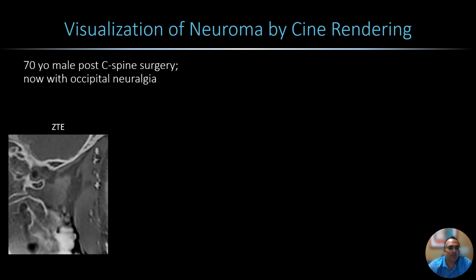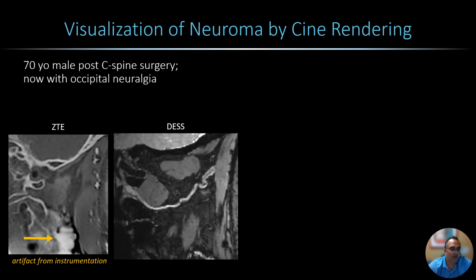This is a 70-year-old male following cervical spine surgery, now with occipital neuralgia. Here is a CT-like image using a sequence called ZTE. Here we see the artifact from instrumentation. Here's our DESS sequence showing enlargement and termination of the left greater occipital nerve.